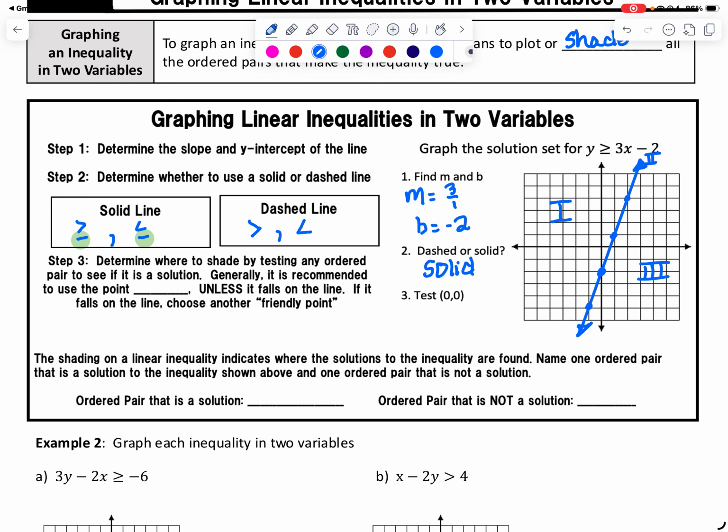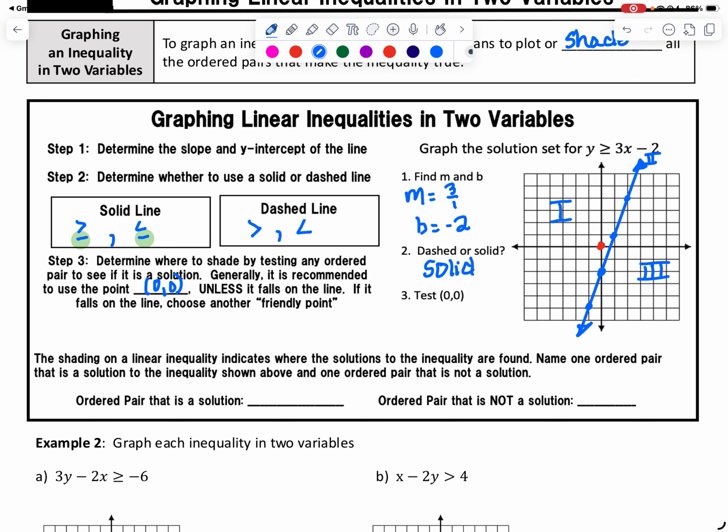Now, step 3 says determine where to shade by testing any ordered pair to see if it's a solution. Generally, it's recommended to use the point 0, 0 just to make your math easier. That is, unless 0, 0 falls on the line. If it does, then just choose another friendly point. So in this situation, I'm going to test this ordered pair 0, 0. And I want to see, is 0, 0 a solution to this inequality?